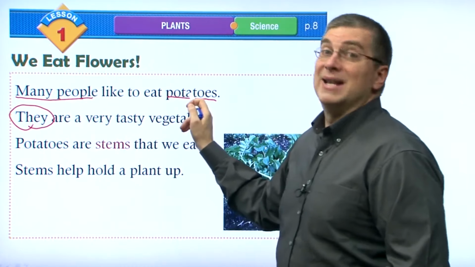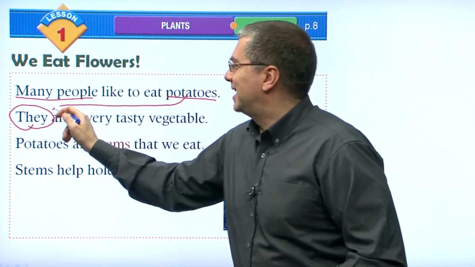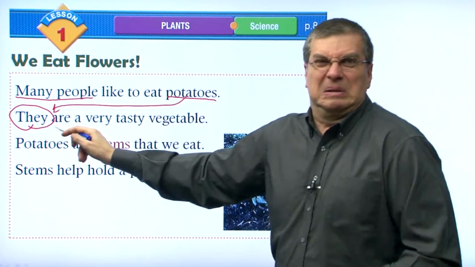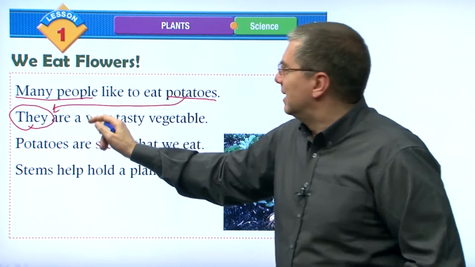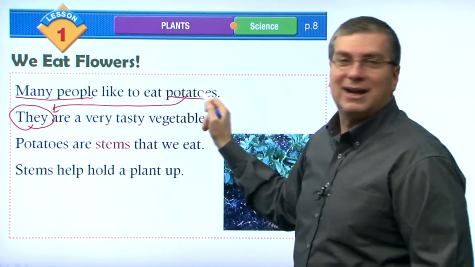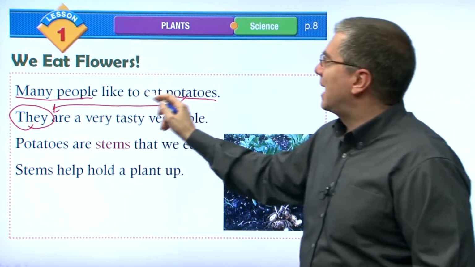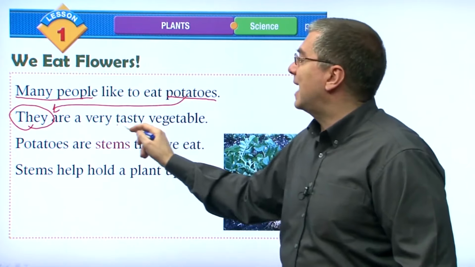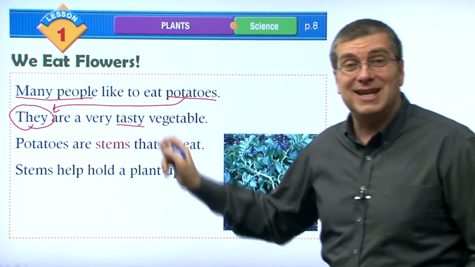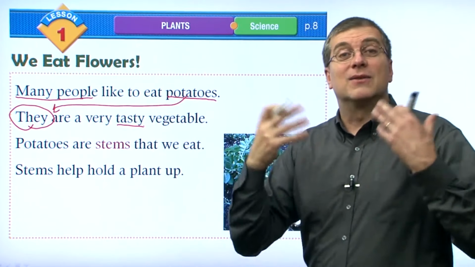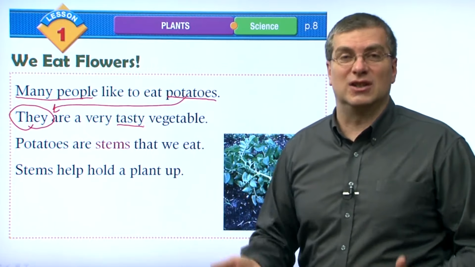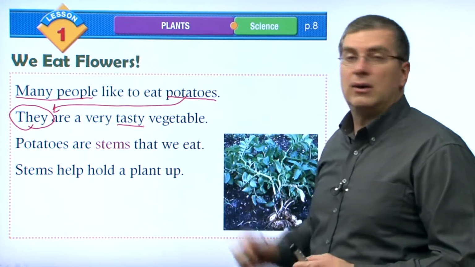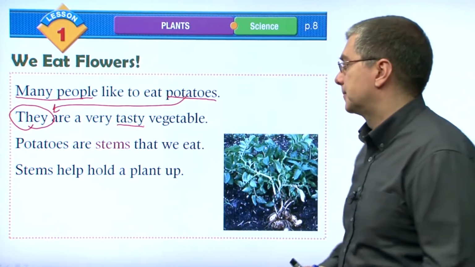Potatoes are a very tasty vegetable. Not people. Ugh, you don't eat people. That's horrible. So they refer back to potatoes. Many people like to eat potatoes. They, potatoes, are a very tasty vegetable. Tasty? 맛있어요. It's very tasty. It's delicious. I like to eat it, right? Potatoes are a very tasty vegetable.